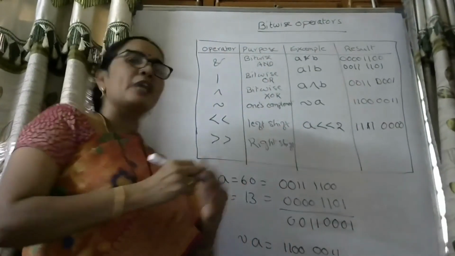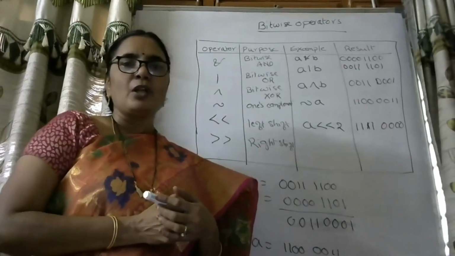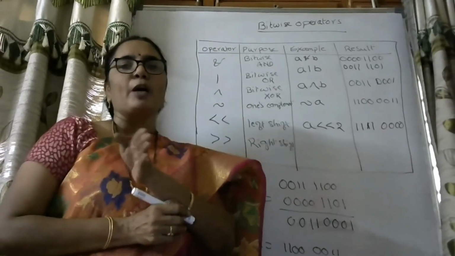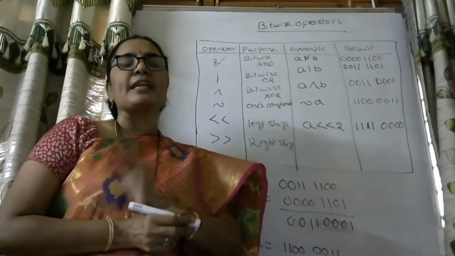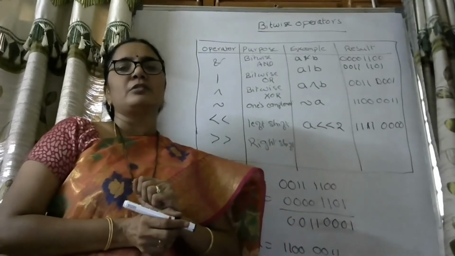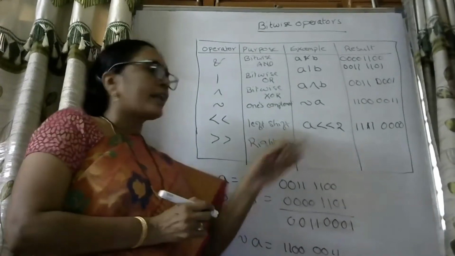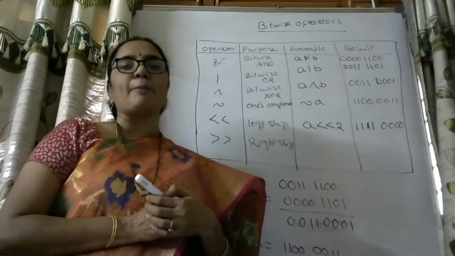Next, opposite to that is right shift. During the right shift, we are shifting the number towards the right by inserting zeros towards the left. So right shift causes the division by 2, integer division by 2.